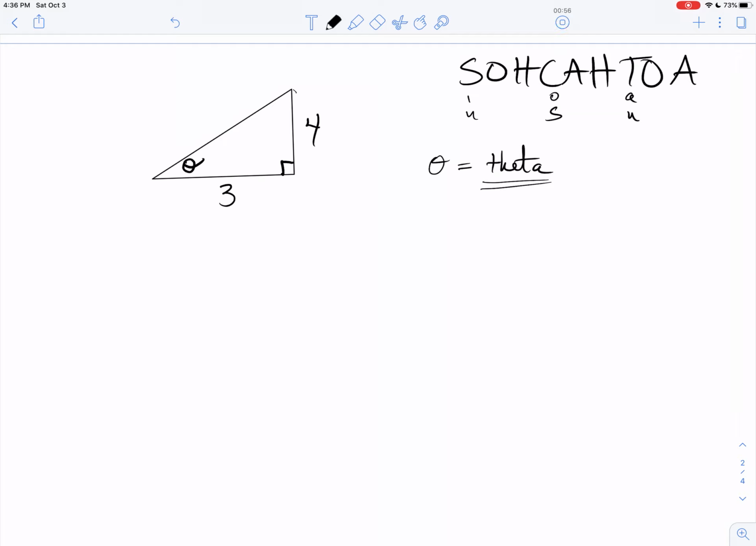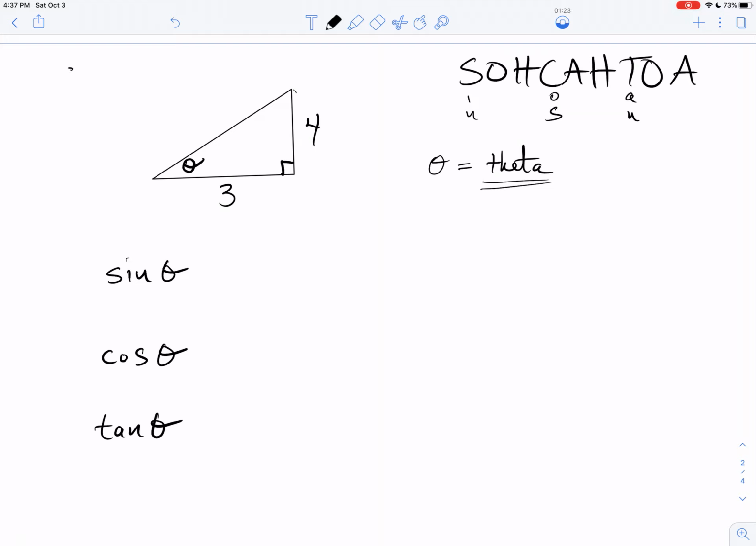So, they're going to ask me to find the sine of that angle, the cosine of that angle, and the tangent of that angle. But before I can do all that, I need to know what all three sides represent. And right now I only have the two legs of my right triangle. So I go, okay, that's not a big deal.